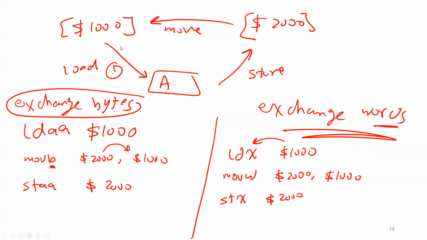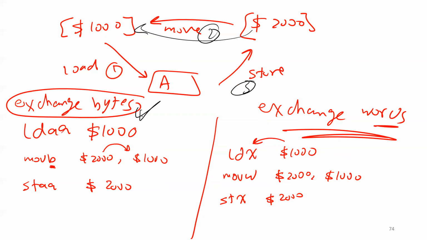Number 1, I have to store this value somewhere, for example in register A. Number 2, I have to move from here to here. Number 3, I have to store this way. So I'm going to solve this example in 2 different ways.